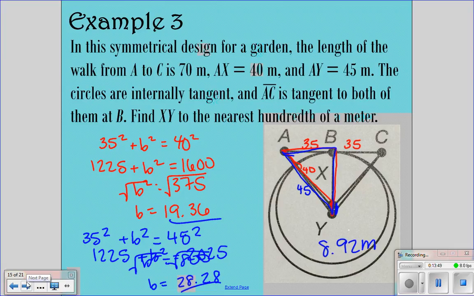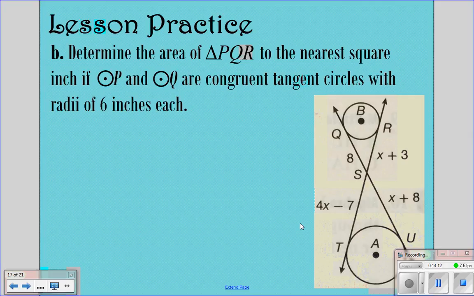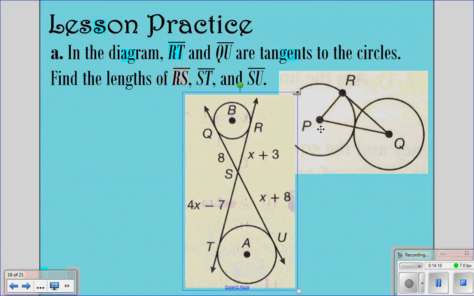Okay? So now let's look at a practice problem. It tells us in the diagram the circles are tangent and RT. You know, I don't think that's the right picture for that one. Let's see if the next one. I have them backwards. All right. Here we go.